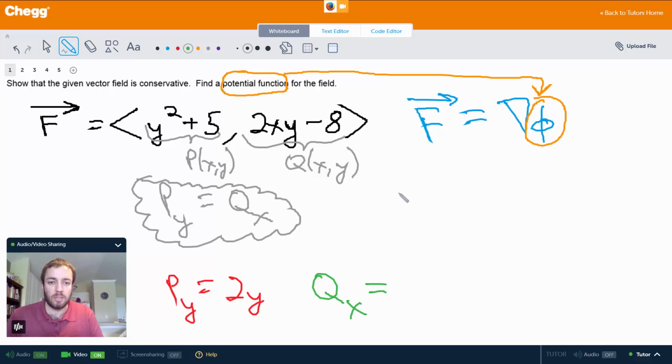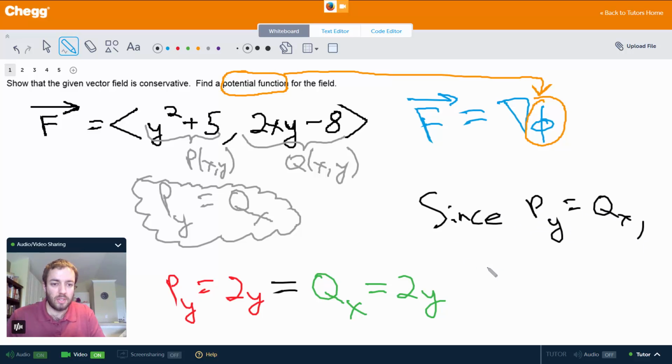But for the 2xy term, remember we can rewrite that as 2y times x, and we're taking the partial derivative with respect to x, so we treat all of our y's as a constant. So this is essentially just a constant multiple of x. And when we take the derivative of this whole thing with respect to x, we just get the constant multiple part back. So that's just going to give us 2y. And we see that these are in fact equal to each other. So since p sub y equals q sub x, then we see that f is in fact conservative.